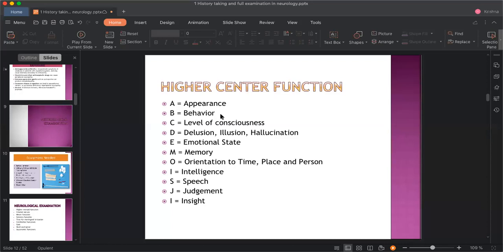C stands for level of consciousness, whether the patient is fully alert, whether the patient is fully cooperative, whether the patient is drowsy or sleepy or in coma. These are called level of consciousness. D stands for delusion, illusion and hallucination. Delusion and hallucination are very important features of psychosis or psychiatric disorder.